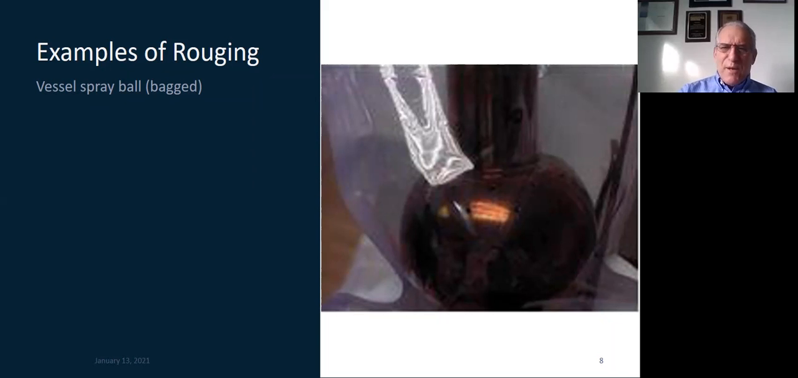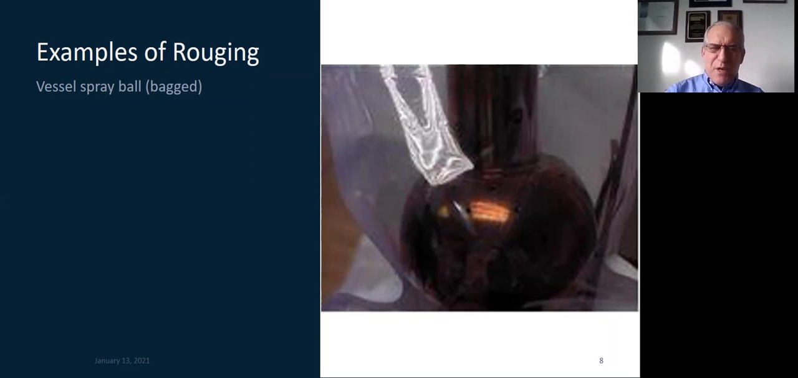This is actually a spray ball. And you can see the color and that the rouge is actually an annealing effect. It's almost coated it completely. That rouge will not fall off. It will not come off. It can only be etched off with chemical etching.